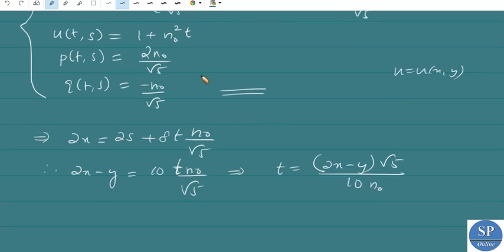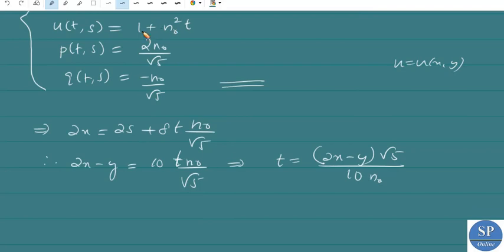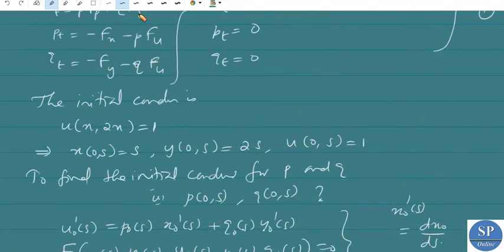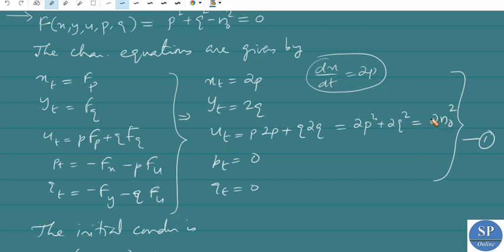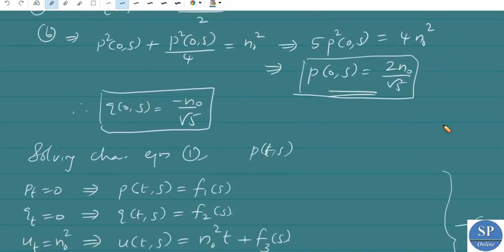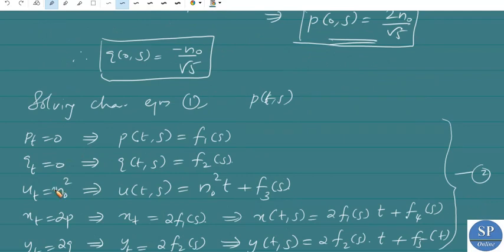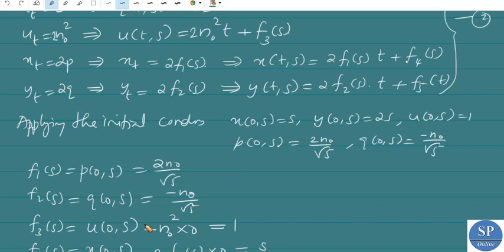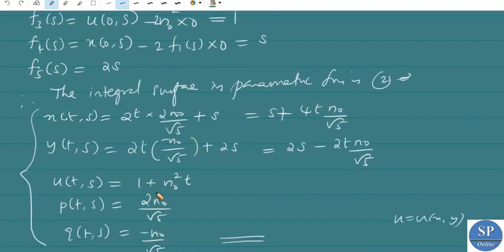So replacing this t here, I think we have made a mistake. Actually, from this we have u_t equal to 2 into n naught square. We had taken n naught square only, so we have to correct it. So u_t equal to 2 into n naught square, so u is equal to 2 into n naught square into t plus f3. Here it will be 2 into n naught square into 0, so no problem. Here f3 is 1, and the rest is 1 plus 2 into n naught square t, right? So this will be u. So we have 2 here, so please correct it.